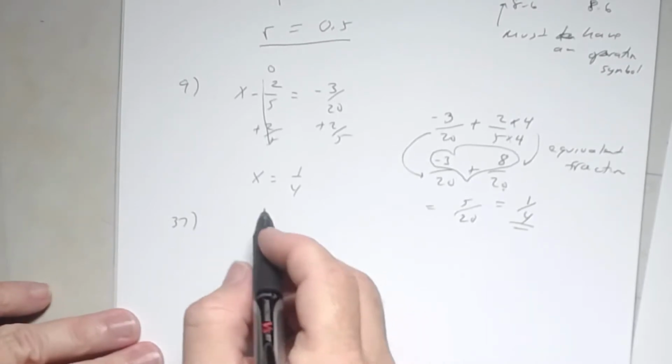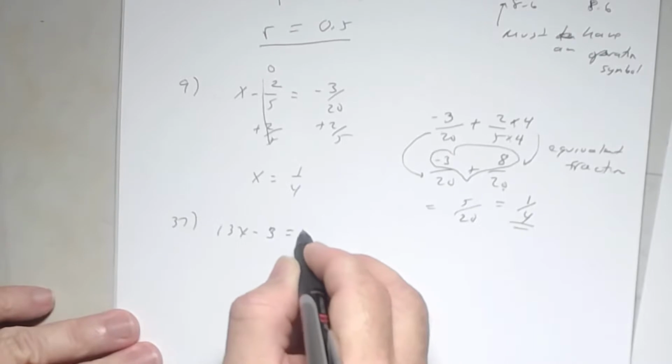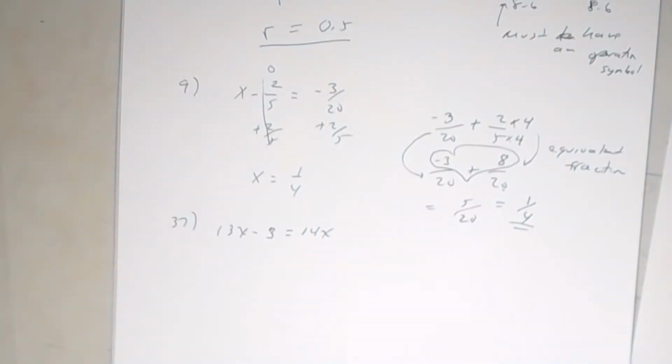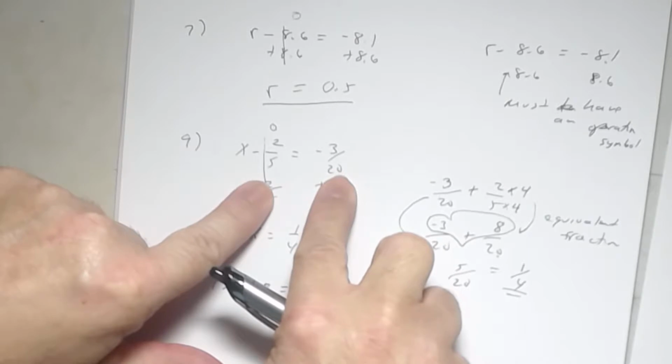Okay, number 37, you have 13x minus 3 equal 14x. All right? So this is still going to be that one step. There's only one step you got to do here. But I want you to notice that in this case you have variables on both sides. You see that? Okay. So here where I had the constants on both sides, see the constants?